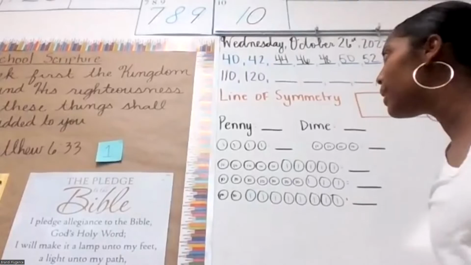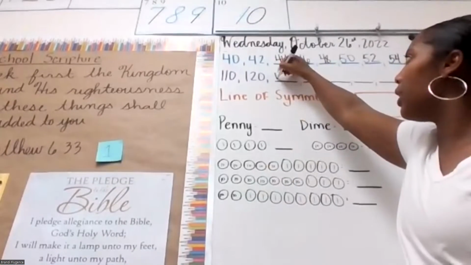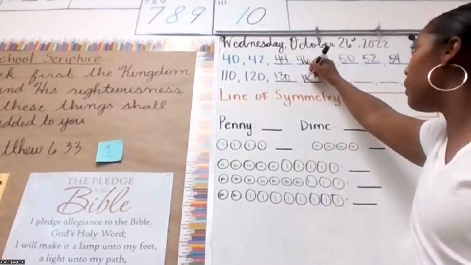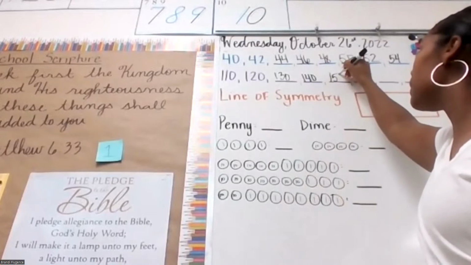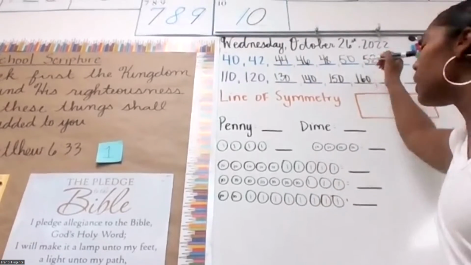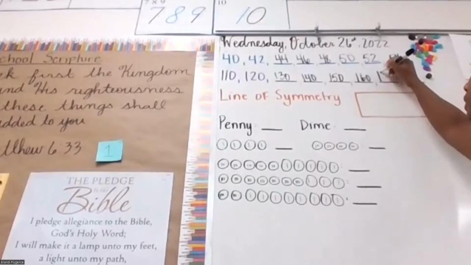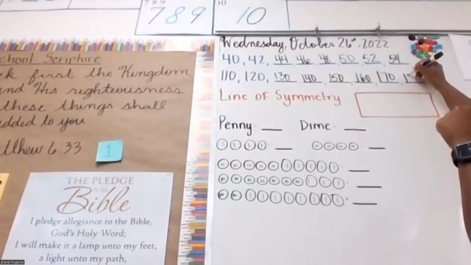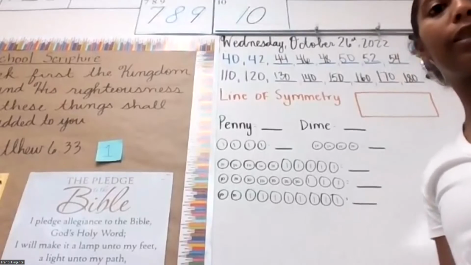Remember yesterday we learned how to count by tens past 100. So we have 110, 120, 130, 140, 150, 160, 170, and 180. Good. Okay, so remember, it's the same thing. It's just now you're in the 100s.